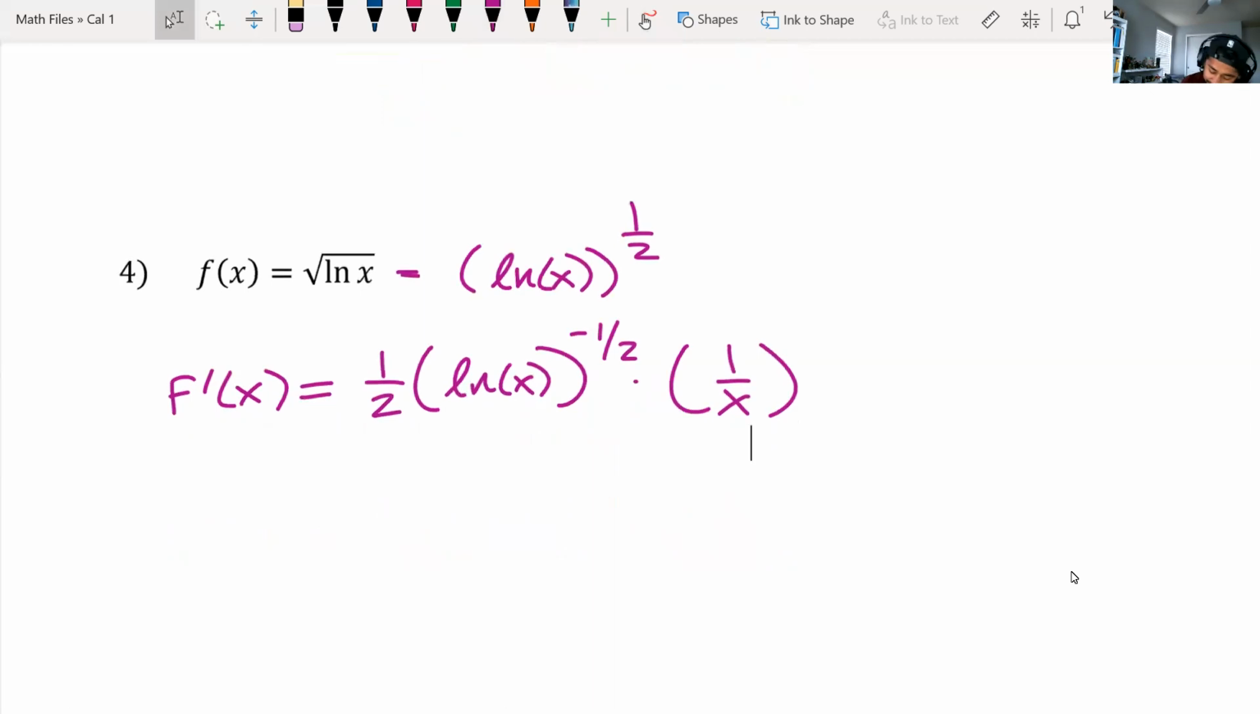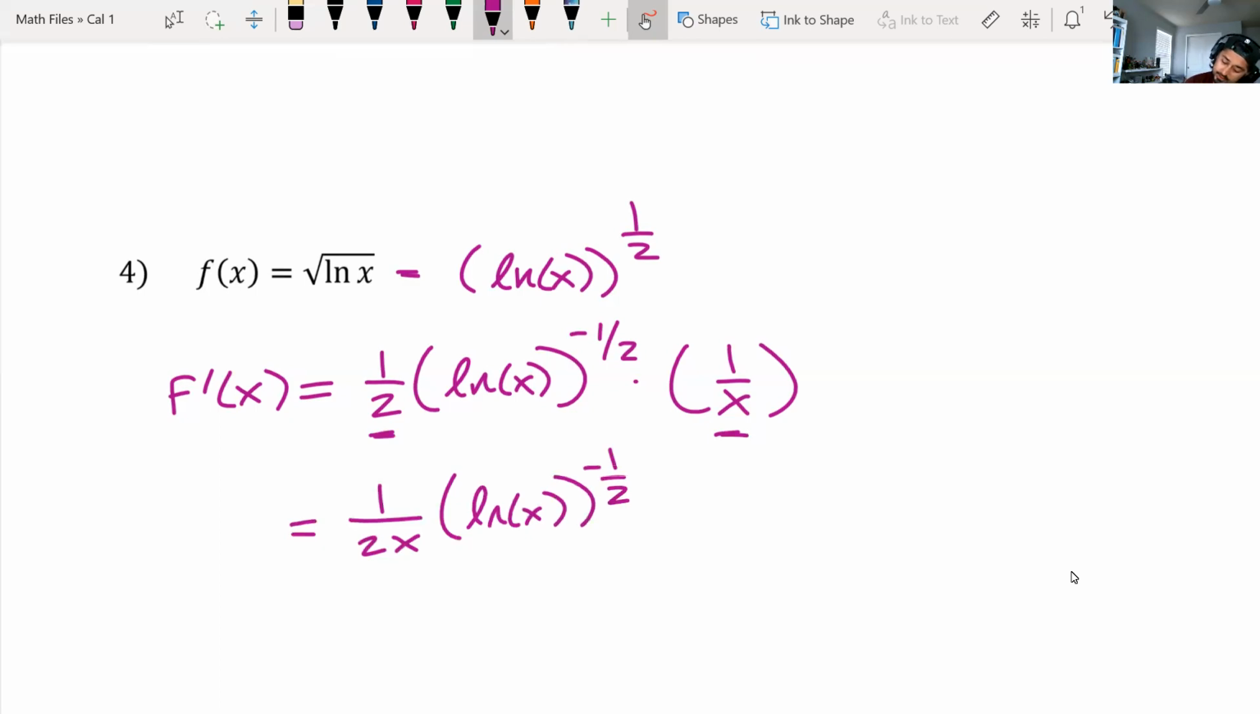Yeah. All right, so there it is. There's the derivative of outside times derivative of inside. So let's make it look pretty. I'll put these two together first. So that'll be 1/2x times the natural log of x to the negative 1/2, which can be rewritten if you flip the negative exponent to the denominator. You'll get 1/2x times the square root of the natural log of x.